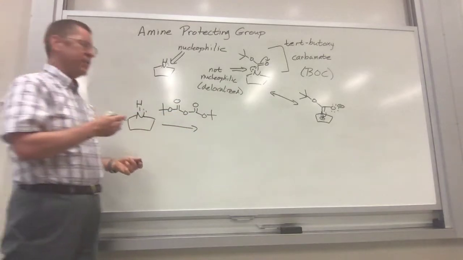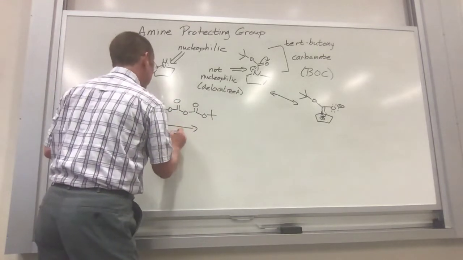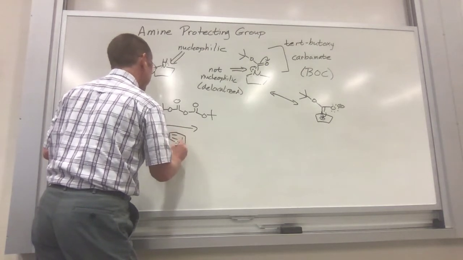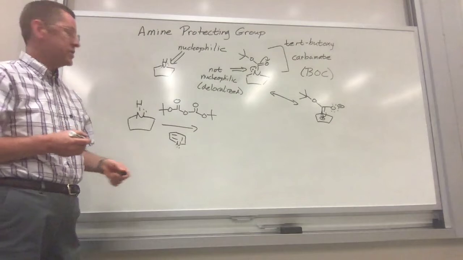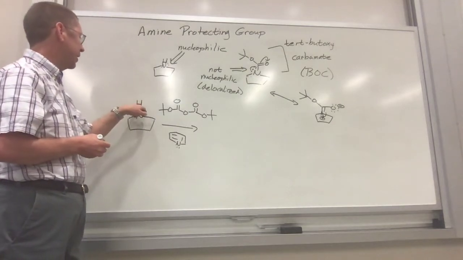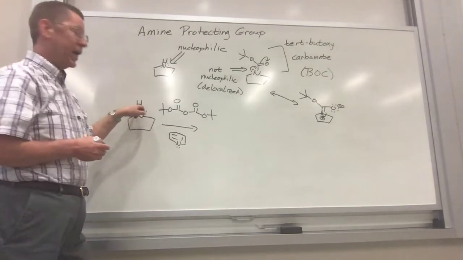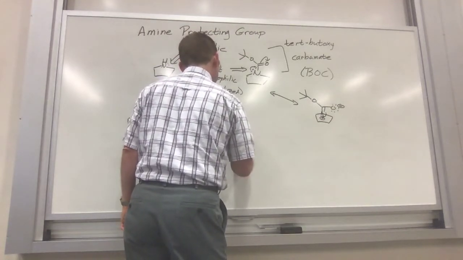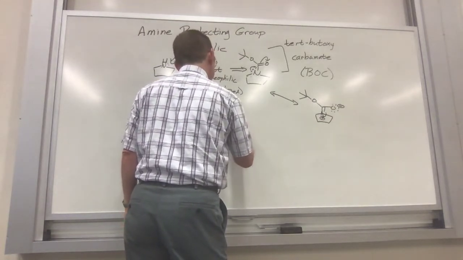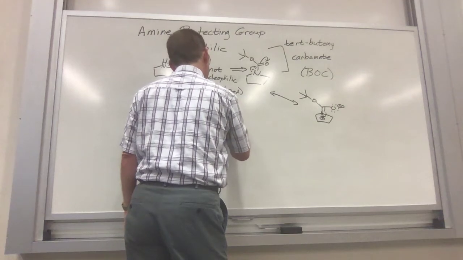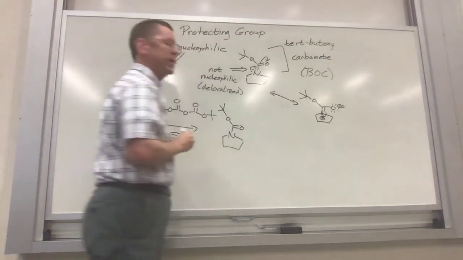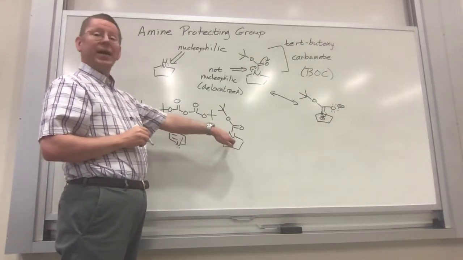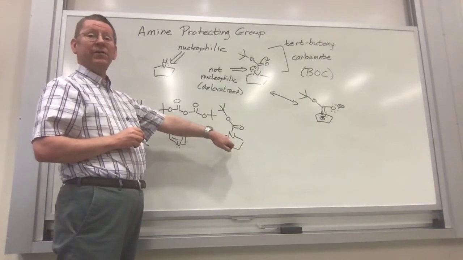We need some sort of base in here, and it can be pretty much any mild base. We'll use pyridine in this example to take care of the acidic proton we'll have at the end, and that gives us our Boc protected amine. We can then do other chemistry, not having to worry about that being a nucleophile.